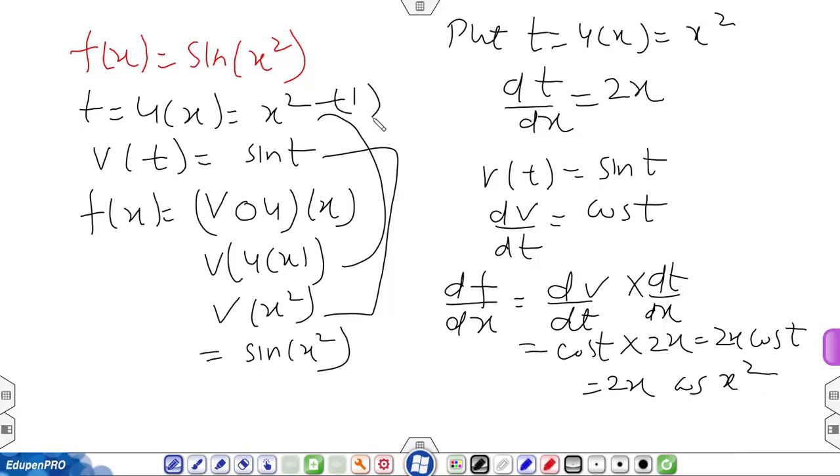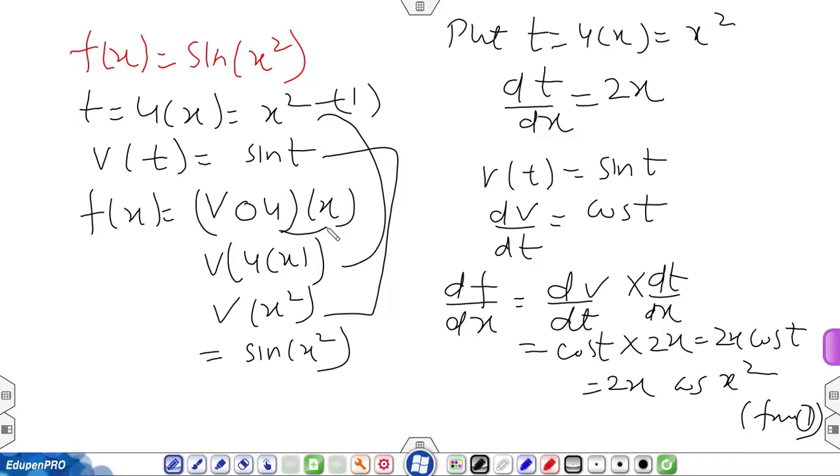See carefully, I'm going to explain again. You are given f of x equal to sine x square. Here there are two functions. One is trigonometric sine, the other is algebraic, x square, a polynomial. Now take t equal to u of x, that is x square. v of t becomes sine t. Now f of x is a composition of two functions, v o u. u of x is x square, so it becomes v of x square. What is your v? Sine t, so it becomes sine x square.